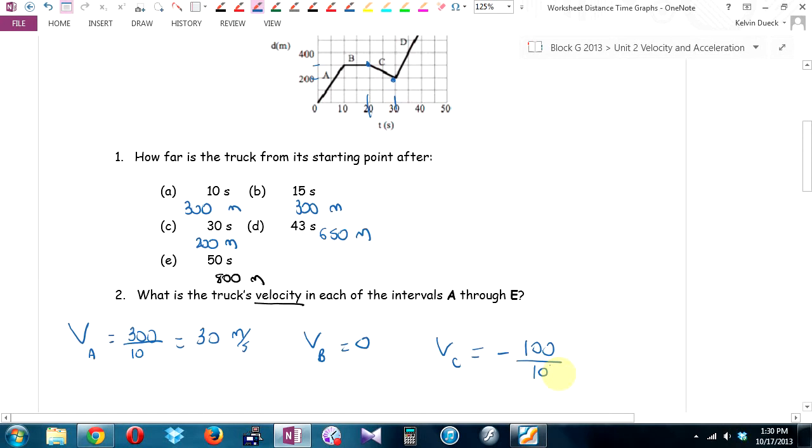In your head, McKinley, what is 100 divided by 10? What would negative 100 divided by 10 be then? What does the negative mean? Traveling backwards, turned around, coming back. I don't know. I need more information, but I can tell you that's occurring.